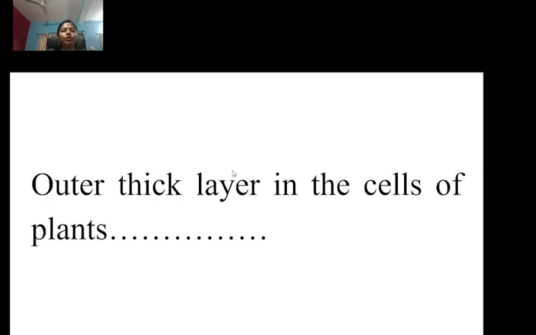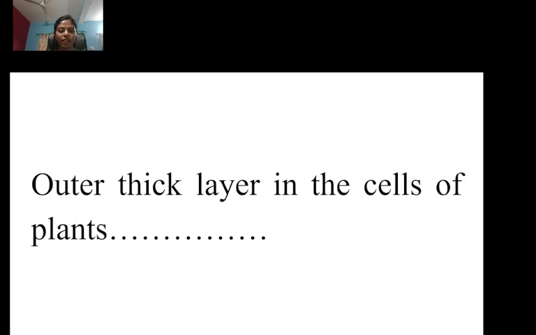Now, outer thick layer in the cells of the plant is called, yes, outer thick layer in the plants called, yes, cell membrane. Okay, and the other name of the cell membrane is, Suman?